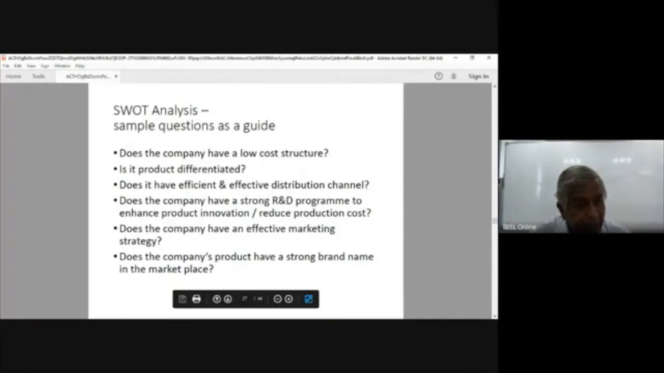Then, is it product differentiated? I have already explained to you product differentiation. Explain whether these companies' products are differentiated. That means when compared to other similar products, this is differentiated and has created customer loyalty. Whether it has created customer loyalty. If the answer is yes, very good. More and more customers are willing to purchase this product. There is customer loyalty as this product is differentiated from other similar products. So this is a strength. You must strengthen it and you must use it.